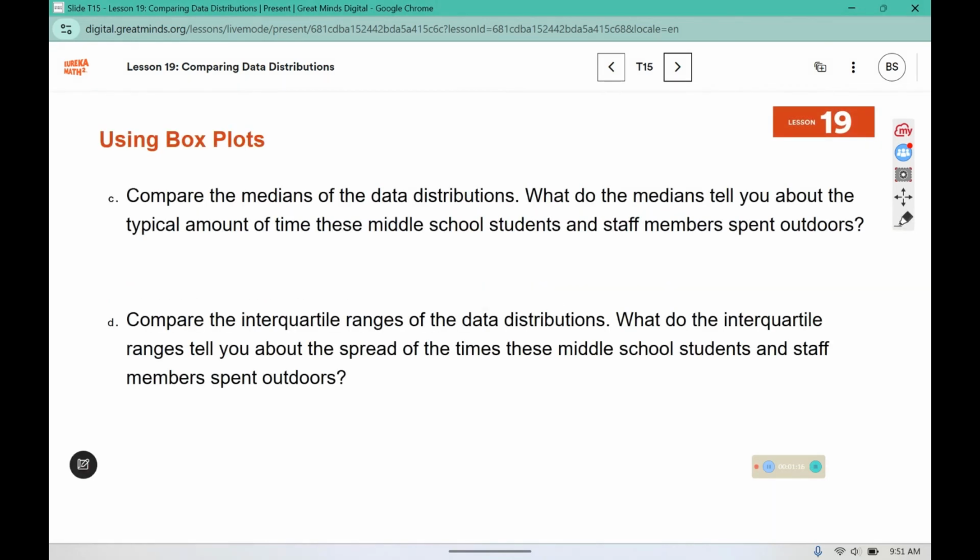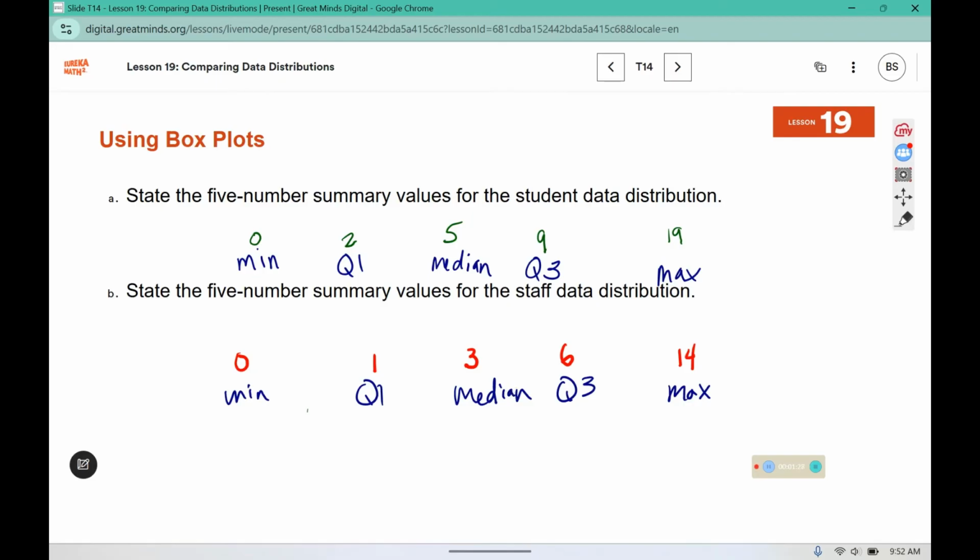C. Compare the medians of the data distributions. What do the medians tell you about the typical amount of time these middle school students and staff members spent outdoors? Here are the medians. The student median is 5 and the staff median is 3. The median splits the data in the middle. So half of our students spend less than 5 hours outside, and half of our students spend more than 5 hours outside. Half of the staff spends less than 3 hours outside, and half of the staff spends more than 3 hours outside.